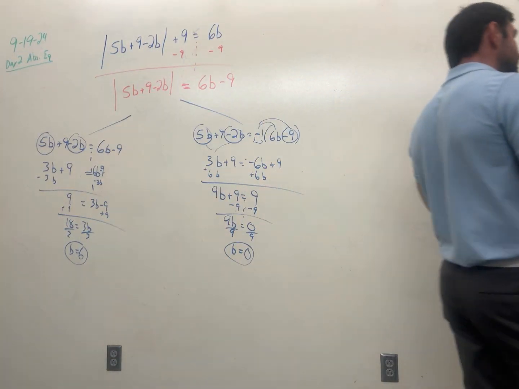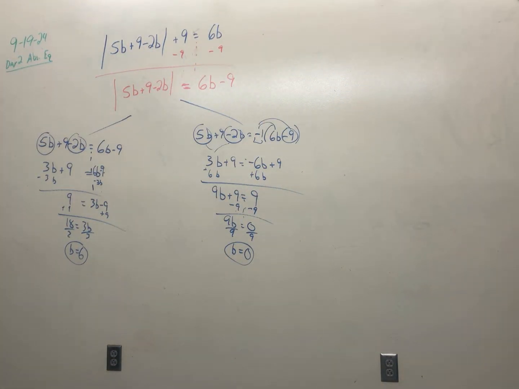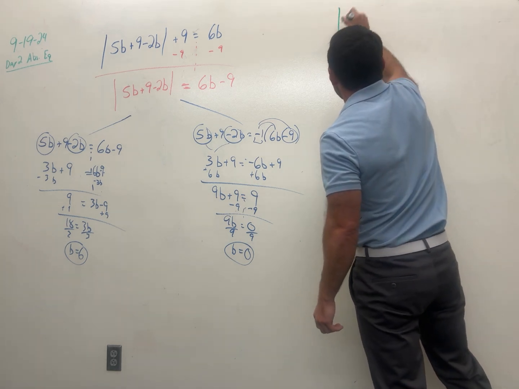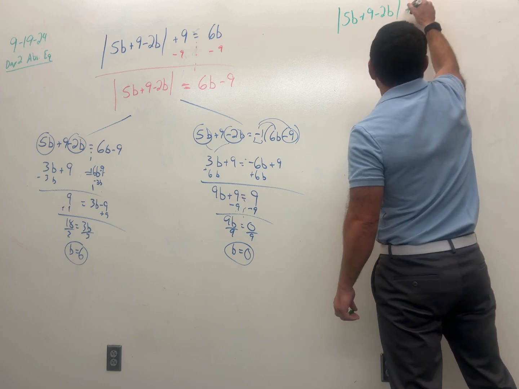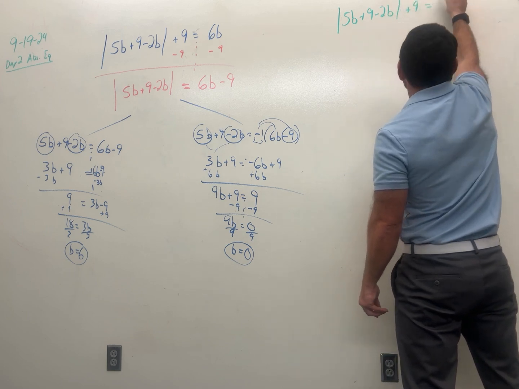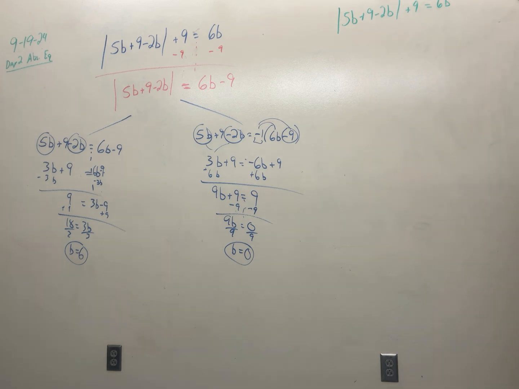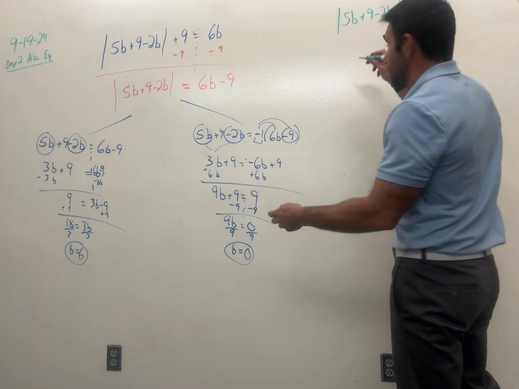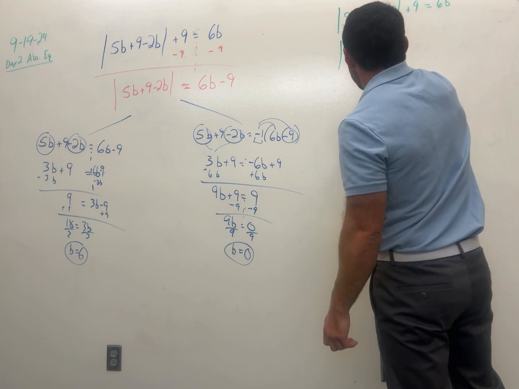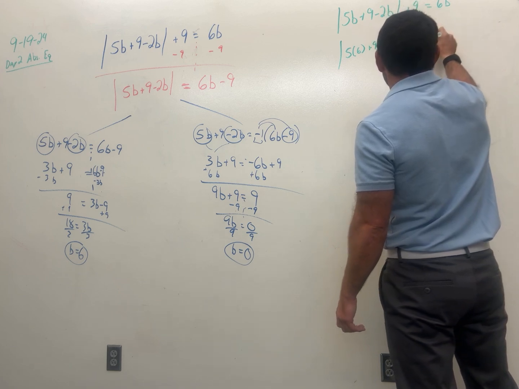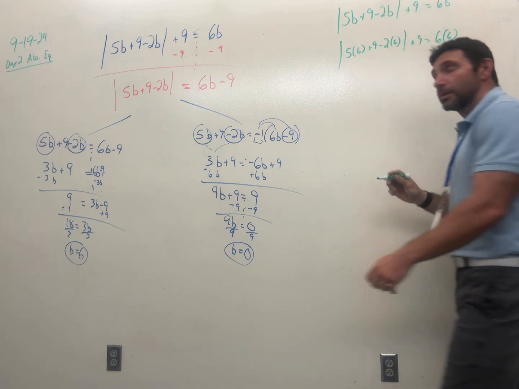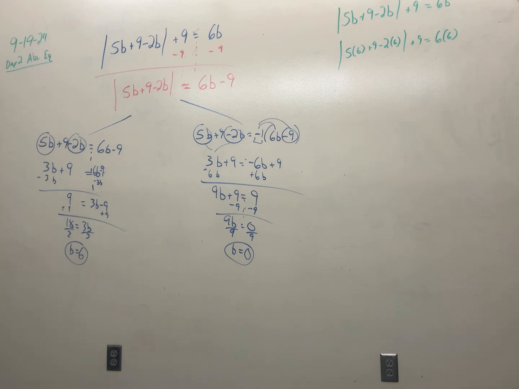The problem is, we got to check them. So now I come over here, I'm going to write the original: the absolute value of 5b plus 9, minus 2b plus 9, equals 6b. Okay, hold on to your big boy britches because we're going to substitute in our 6. 5 multiplied by 6 plus 9 minus 2 multiplied by 6, absolute value, plus 9 equals 6 multiplied by 6. Okay, we're simplifying.